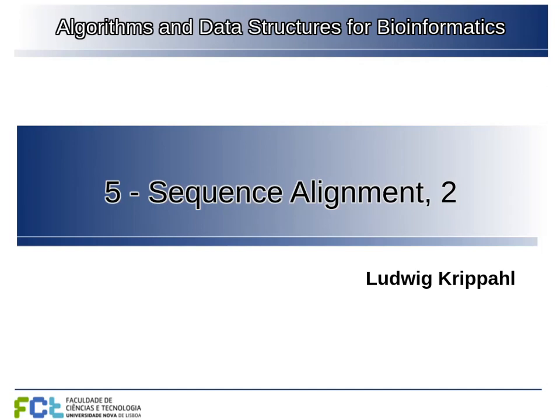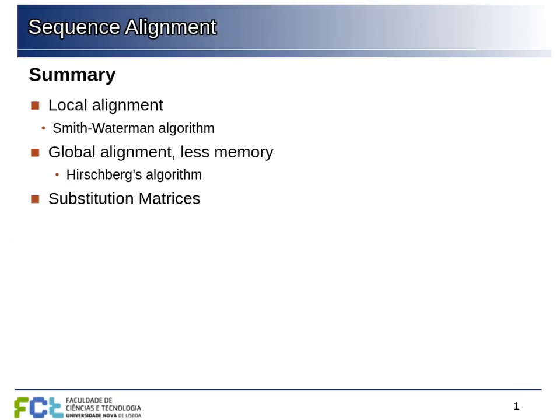In this lecture, we're going to continue looking at sequence alignment algorithms. So we're going to briefly take a look at local alignment, the Smith-Waterman algorithm, and then we're going to look at a slightly more complex algorithm, Hirschberg's algorithm, that is necessary to take up less space, so less memory requirements when aligning sequences. And we're going to see also substitution matrices.